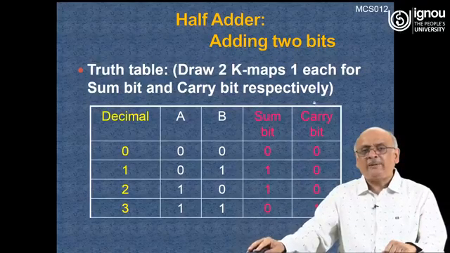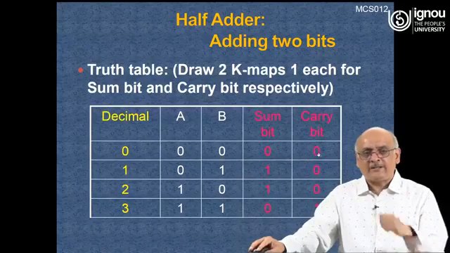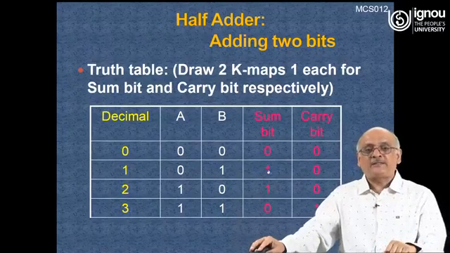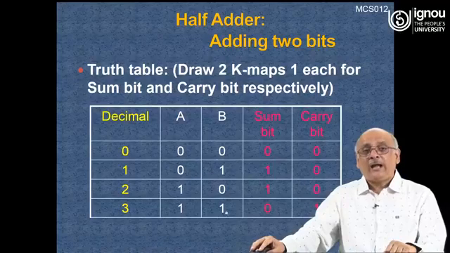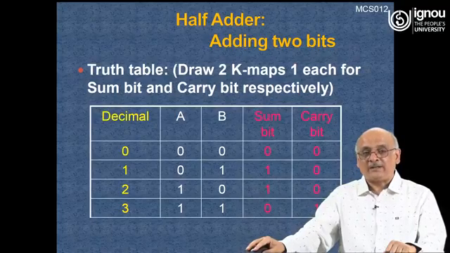And look into the carry bit. 0 0 gives us sum bit 0, carry bit 0. 0 1 gives us sum bit 1, carry bit 0. 1 0 gives us sum bit 1, carry bit 0, and 1 and 1, what does it give us? It gives us a sum bit of 0. 1 plus 1 becomes 2, which is 1 0 in binary, so the sum bit is going to be 0 and the carry bit is going to be 1 in that particular case, right?